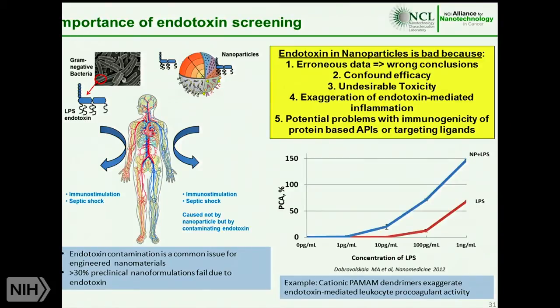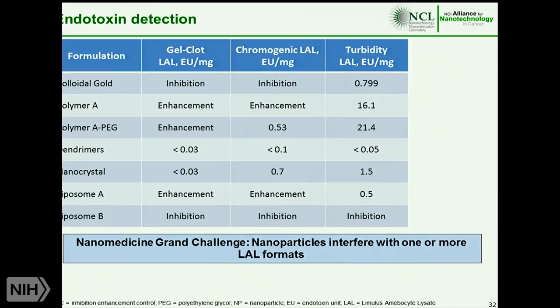What I'm showing you here is induction of procoagulant activity by various concentrations of LPS alone and in the presence of cationic dendrimers. Cationic dendrimer by itself does not induce PCA, but when combined with LPS, you see an increase in the procoagulant activity. In preclinical characterization of nanoparticles, one of the biggest challenges, one of the grand challenges in my opinion, is accurate detection of endotoxin.